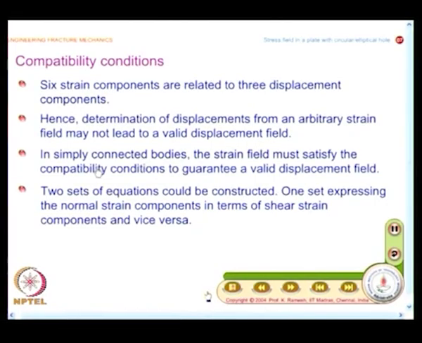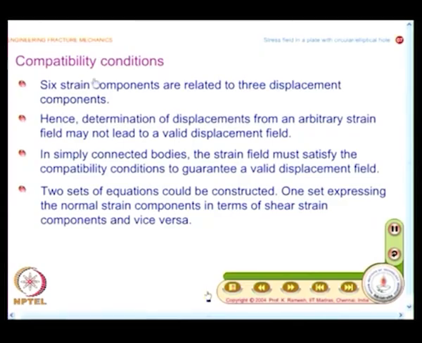And what is mentioned here is, in simply connected bodies, if I satisfy the compatibility conditions, I am guaranteed to get the displacement field from the strain field if I invoke the compatibility conditions. On the other hand, if I go to multiply connected bodies, I will still have to look at uniqueness of displacements. Compatibility conditions alone are not sufficient. I will also have to look at uniqueness of displacement field.